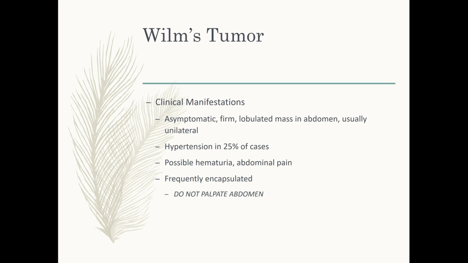Clinical manifestations: they're going to have an asymptomatic, firm, lobulated mass in the abdomen, and it is usually unilateral. They may have hypertension in about 25% of the cases. This is because sometimes the tumor gets so big that it's pressing on the aorta, so it's going to cause hypertension. They may have blood in their urine and abdominal pain, not always.